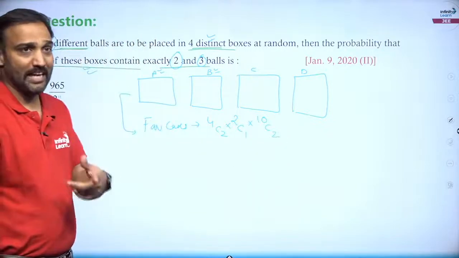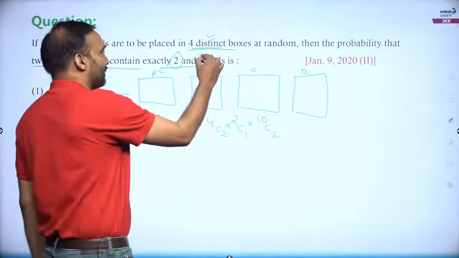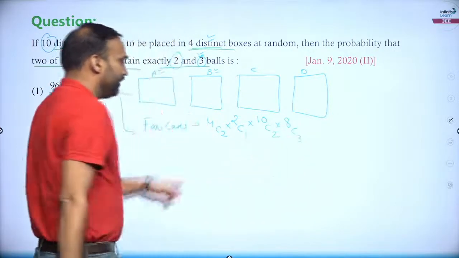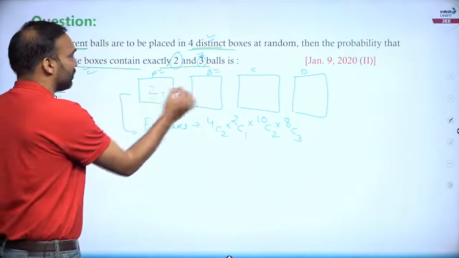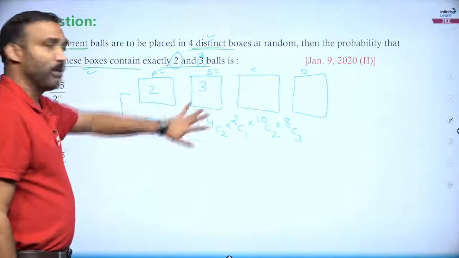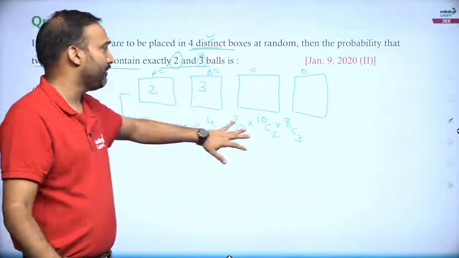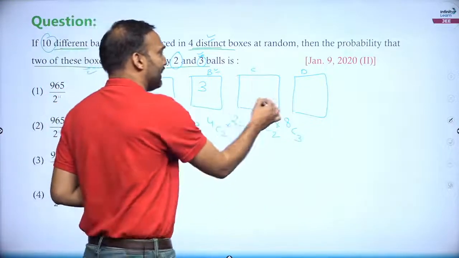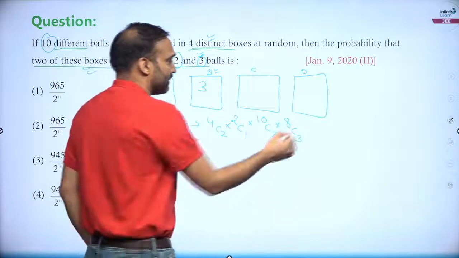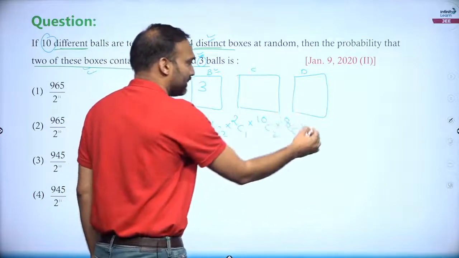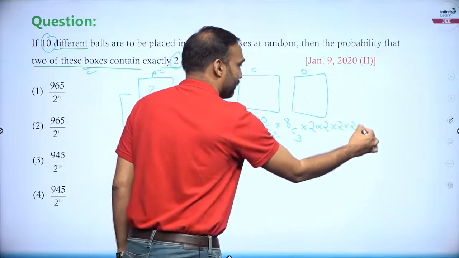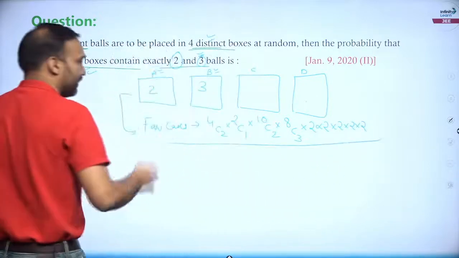Now I am left with 8 balls. Out of 8 balls, I have to select 3 and put them in the other box. So let's say after this box got 2, this box got 3. So 5 balls are already filled. You are left with 5 balls more. And there are 2 boxes. You can fill these boxes with any number of balls. So for the first ball, there are 2 options. Second ball, there are 2. Similarly, third ball, fourth ball and fifth ball. This is the favorable case.